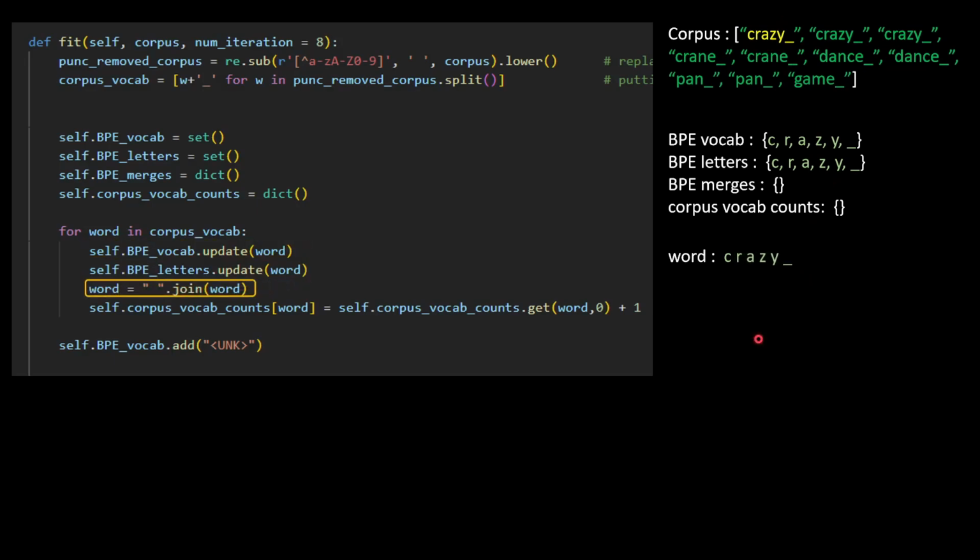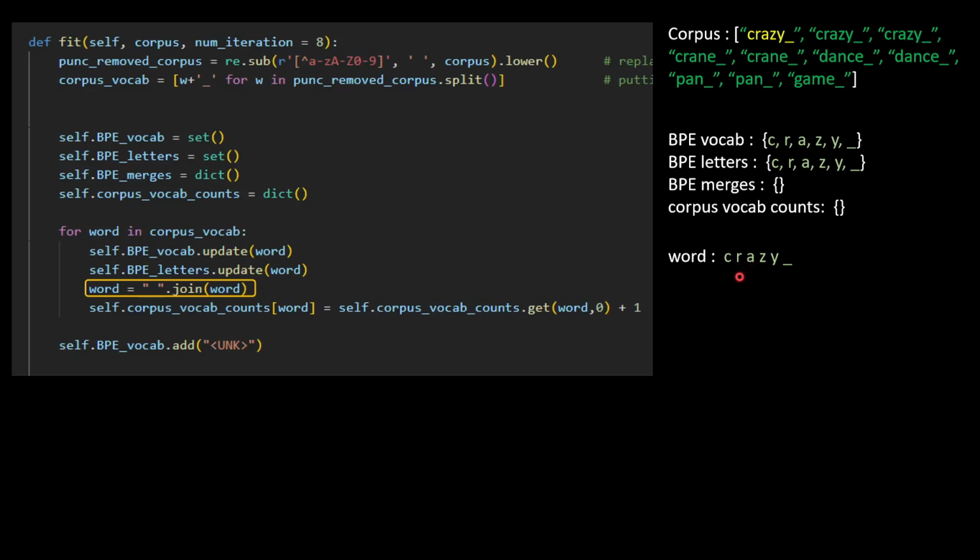Next, instead of splitting the word into a tuple of characters, we will keep a space in between the characters. So initially crazy was like this, and now there are spaces in between the letters. The main motive of doing this is that in future, if we need to combine two characters, we can easily delete the space in between, and if we want to get the individual characters, we can split based on space.